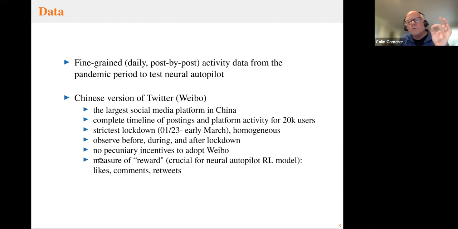And a really crucial thing for understanding these models is reward. Like, we want to be kind of close to the rats in the lab, right? And so we're going to use likes from your, I'll call it a tweet, but it may have a Chinese name. We're going to use likes as a kind of measure of reward.